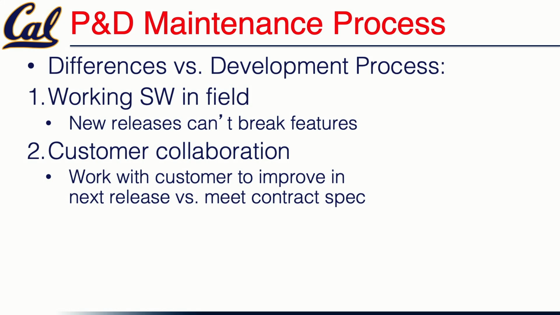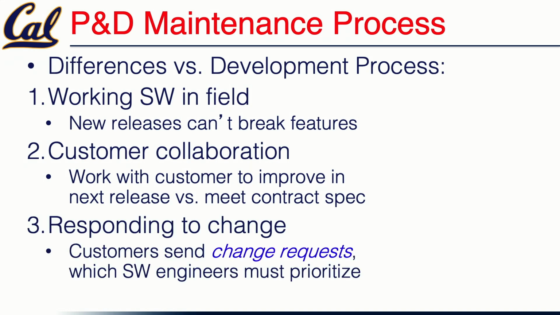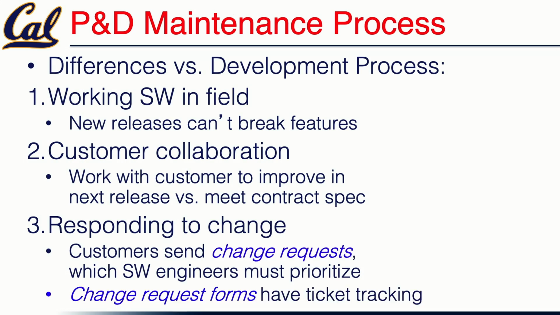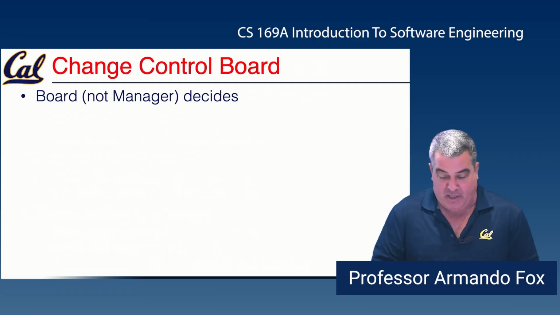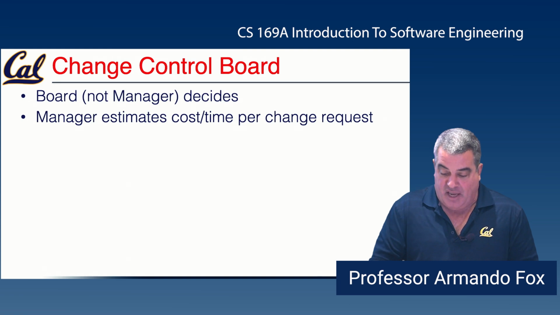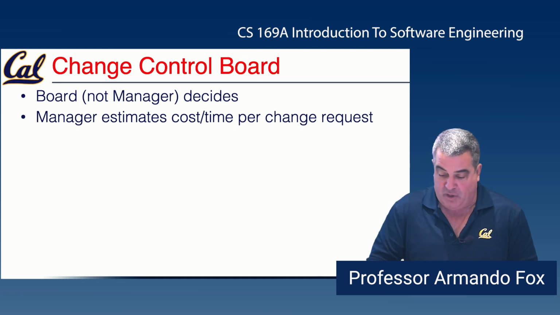How do you decide what to prioritize? How do you respond? We'll talk about the change control board in a moment. How do you respond when the customers make these requests? There's a formal process for the customer to make a request. They get tracked just like they were a bug report, and those are evaluated by a change control board, which has people other than the maintenance manager on it, and their job is to estimate the cost and the time of doing each change request with the manager's help.